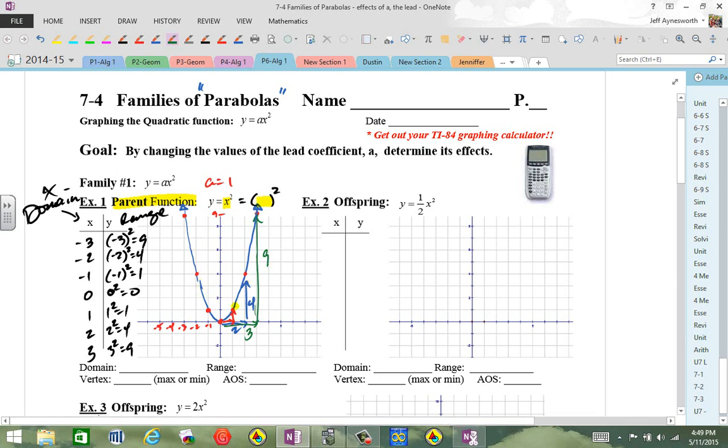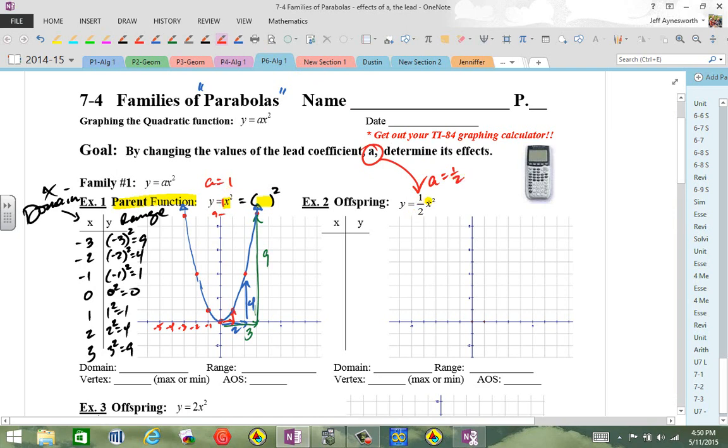Okay, but that right there is what's called the parent function y equals x squared. And all these other offspring are kind of like it, but the shape is changed depending on the value of a. The question is, how does the value of a change? Okay, a is the lead coefficient. In this case, a is 1/2. Right here, a is 1 because the lead coefficient is 1.